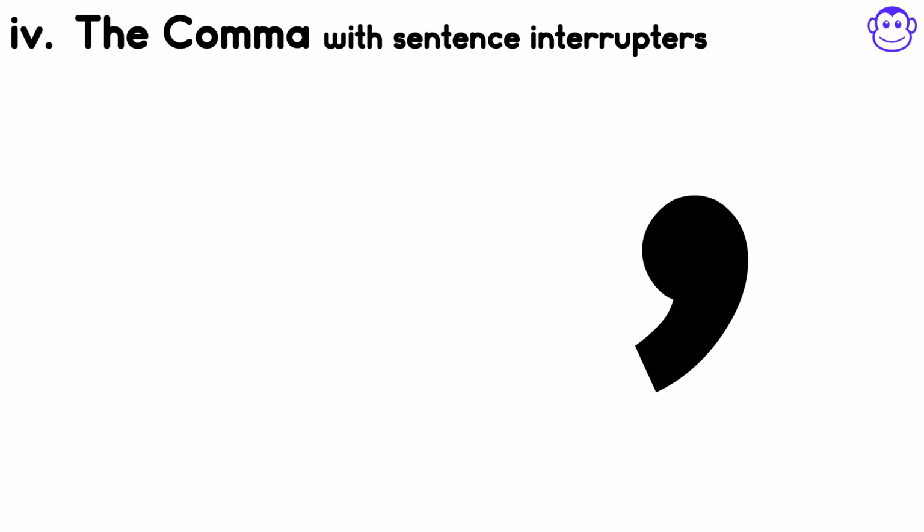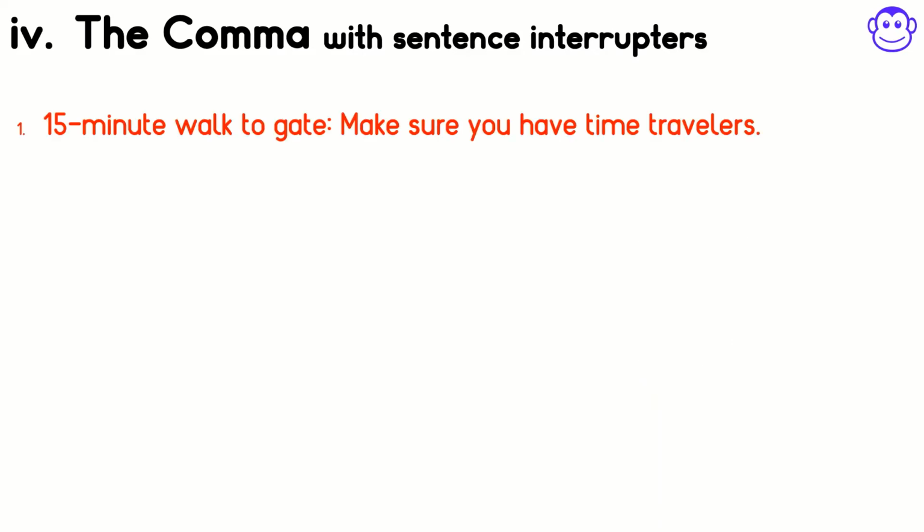First, we will look at commas with sentence interrupters. A sign you may see at an airport: "15-minute walk to gate. Make sure you have time travelers." Here, a lack of punctuation causes a possible misunderstanding.